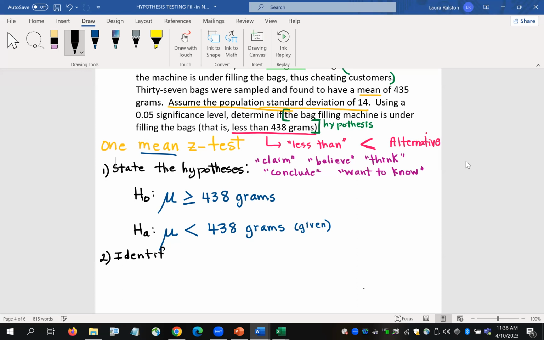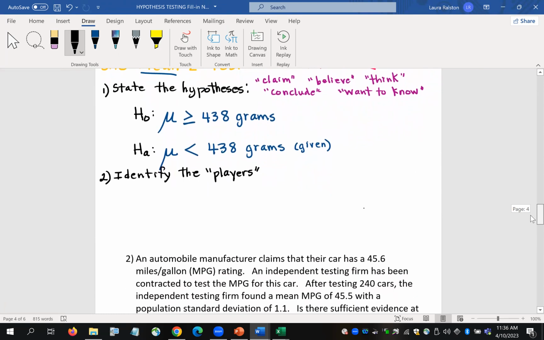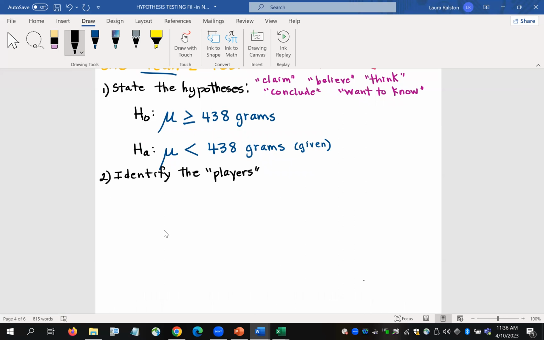Okay, step 2 is to identify the players. For a one mean z-test, all of the information you need is given in the problem. Okay, so you need, I'm going to write it out, mu, sigma, x bar, n, and alpha.